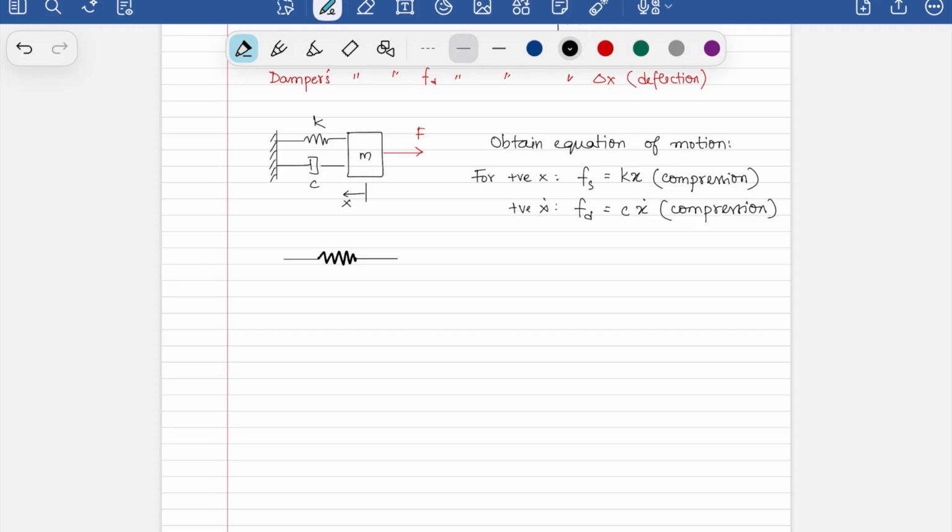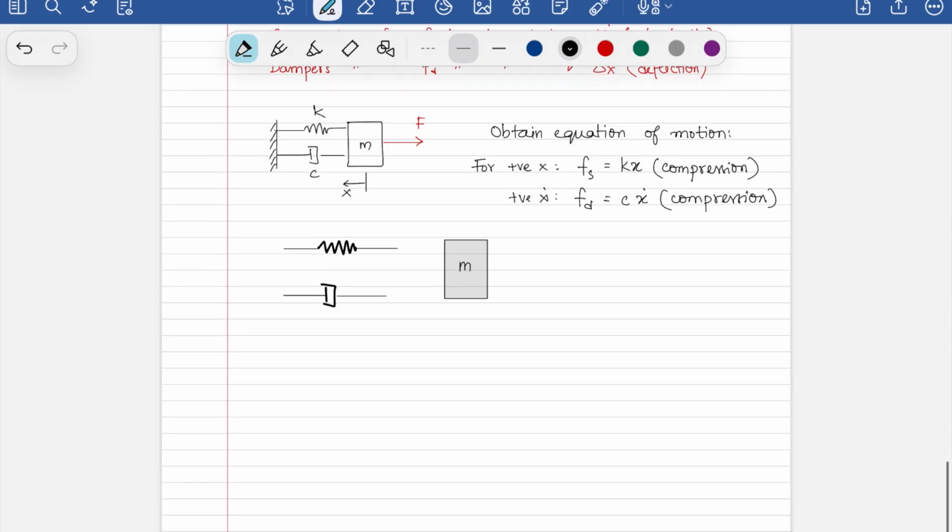So now I'm drawing the free body diagram. You have a damper, a spring, and the mass. So, how would you draw the directions for the forces? For a spring, it is in compression, which means you're compressing the spring in this way.